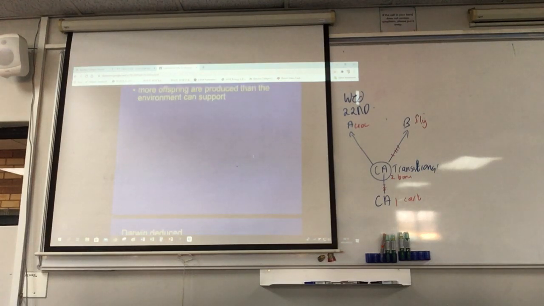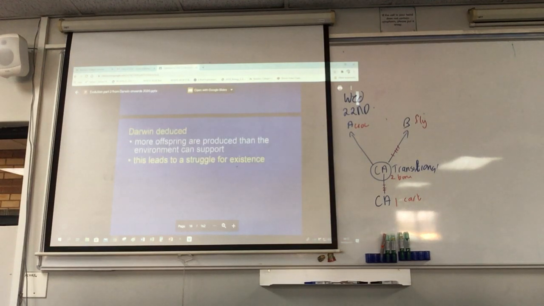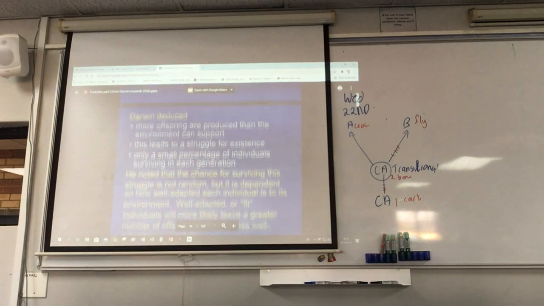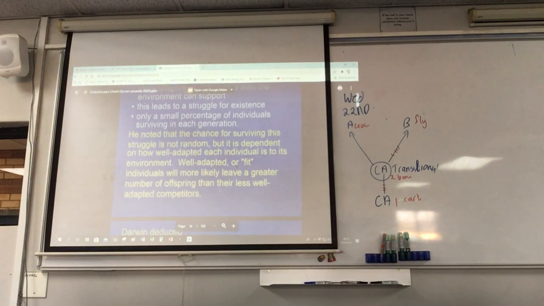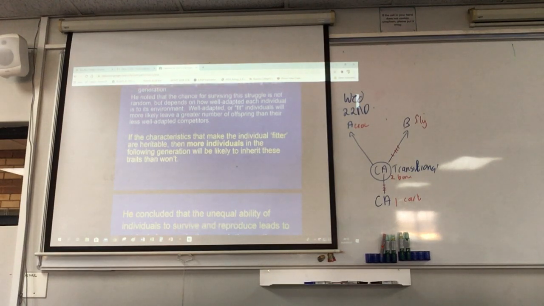Okay, so Darwin said there's more offspring produced, survival of the fittest. Some of them are not going to have genes that allow them to be better adapted to the environment. We call them the runts, don't we? You've heard of a runt, the little puppy that doesn't make it. So there's a struggle for existence. A small percentage survive, but those are the fittest ones, and they pass on their stronger genes to their offspring. And over many generations, you might end up with more individuals.